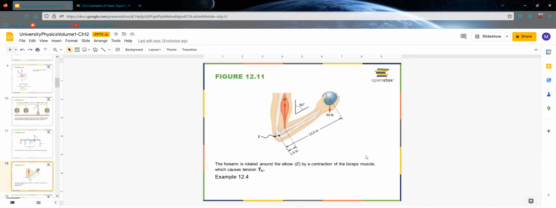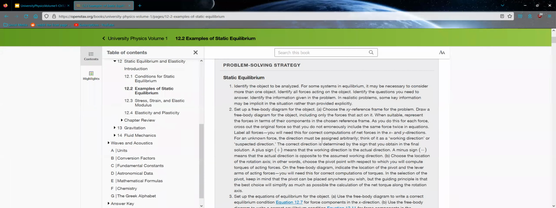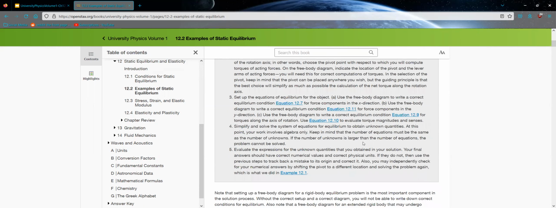12.4 is the example from this chapter that I chose. I chose this because I know a lot of you are biology students, so I wanted to find a biology-related example. It has a big problem-solving strategy with static equilibrium. These problem-solving strategy sections are cool. I haven't touched on them very much in the preceding chapters. They kind of tell you the thing I've been telling you over and over again: write it down, write your equations, write your variables, write your free body diagrams, keep track of everything properly. That's how this game is played.